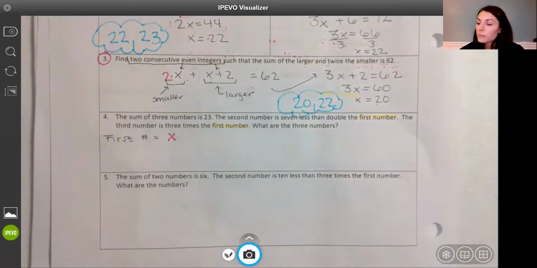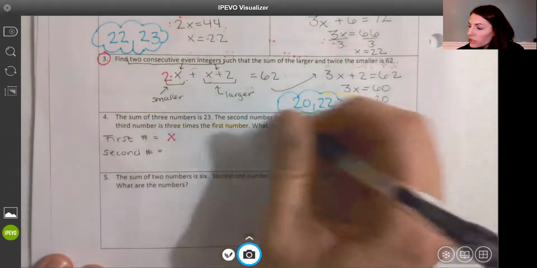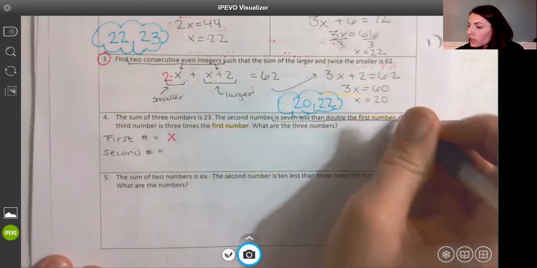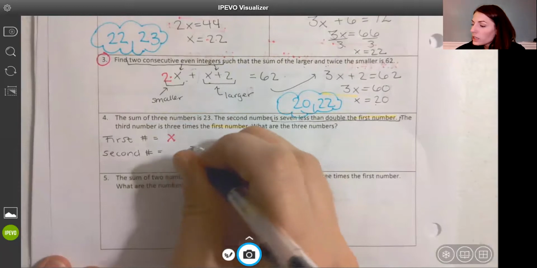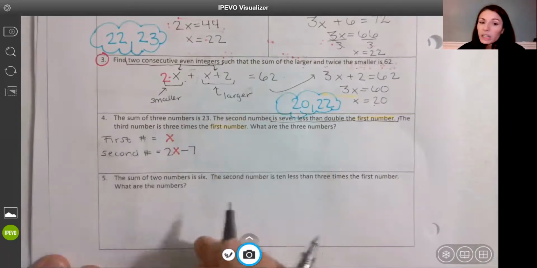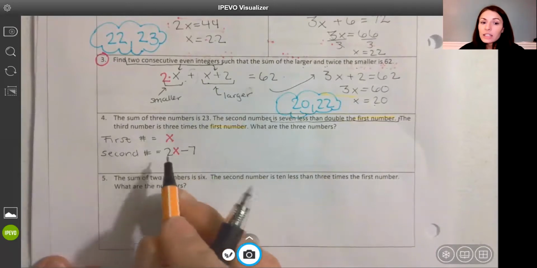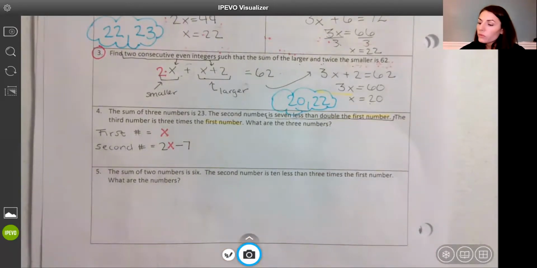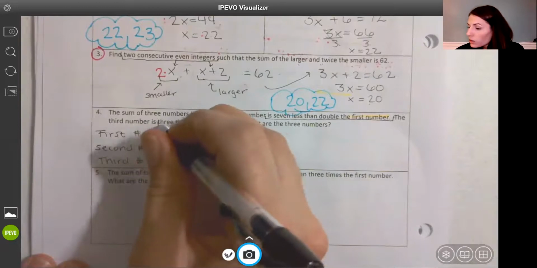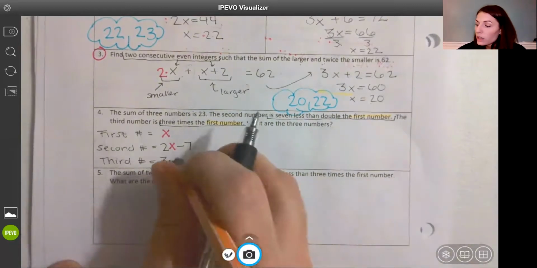If I call the first number x, then I can build what the second number looks like because I know the second number is 7 less than double the first number. I'm plugging x in for the first number. So the second number is 7 less than double the first number. The third number here is 3 times the first number.